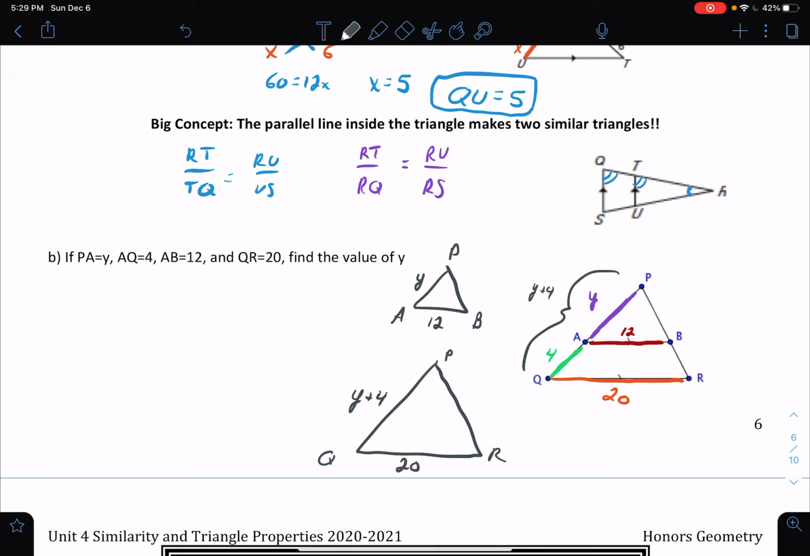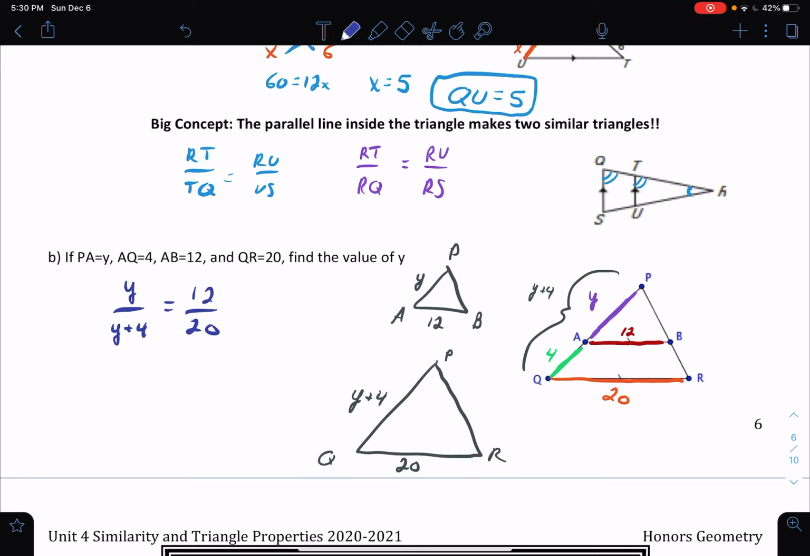So you need to be careful and make sure you label your diagram correctly so that you can match up the correct corresponding parts. The side splitter theorem doesn't work here because the parallel line splits the sides proportionally, but we don't have both of those sides. We've got the line inside the triangle and the third side. So that's going to be the similar triangle setup. Now we can match up corresponding parts. Y over y plus 4 equals 12 over 20.